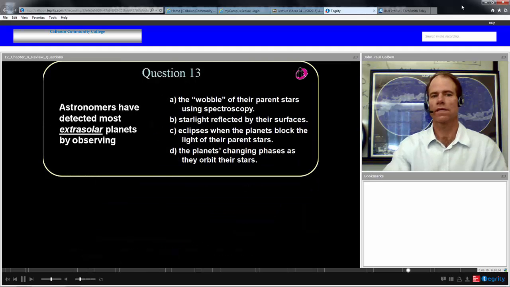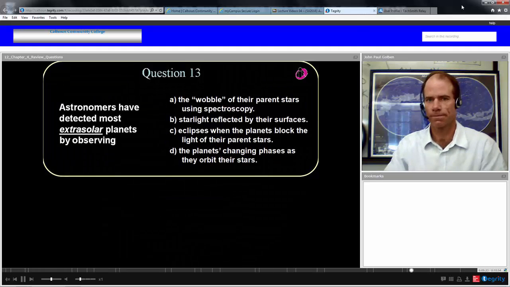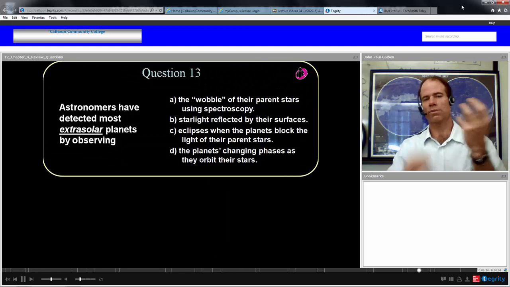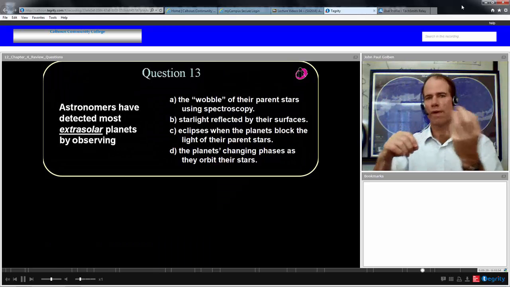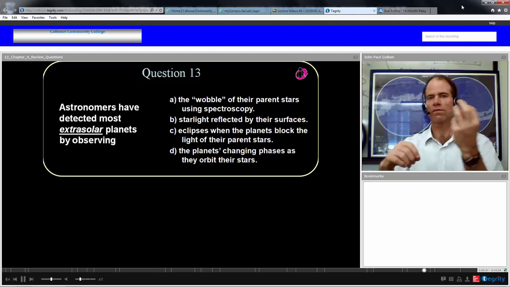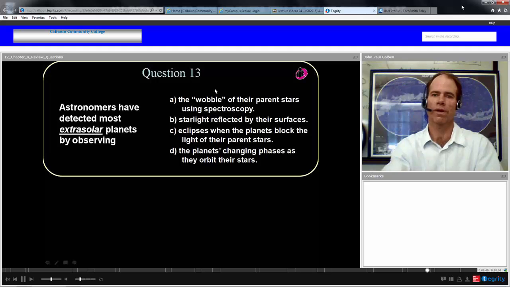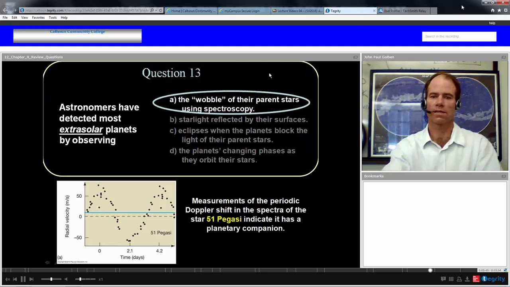Question 13. Astronomers have detected most extrasolar planets by observing. Most of them to date have been detected, since you really can't see the planets, by looking at the circumstantial evidence, and you look at the wobble. As the planet goes around its respective star, the star will wobble back and forth, and that will give a little bit of a Doppler effect in its spectroscopy. So the wobble of the parent stars using spectroscopy will help detect the extrasolar planets.